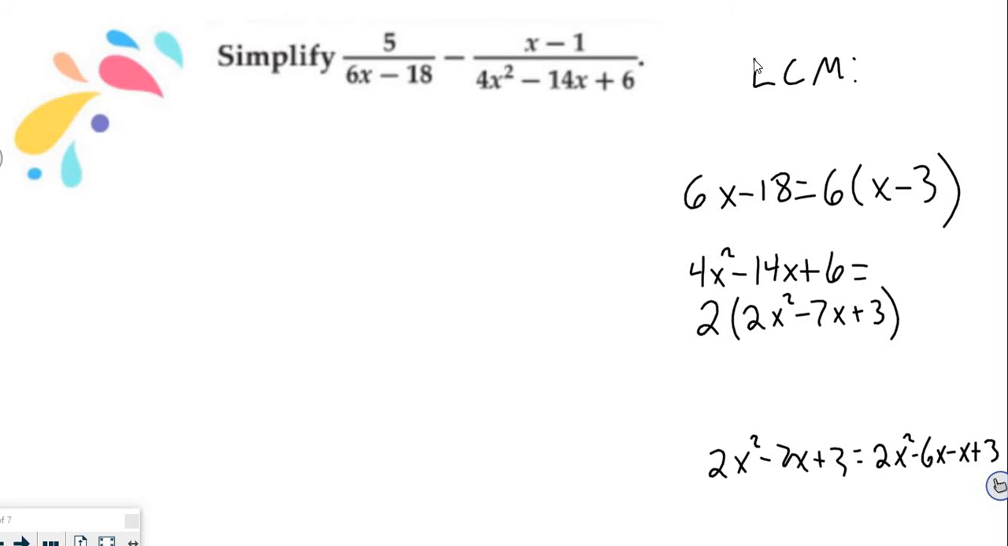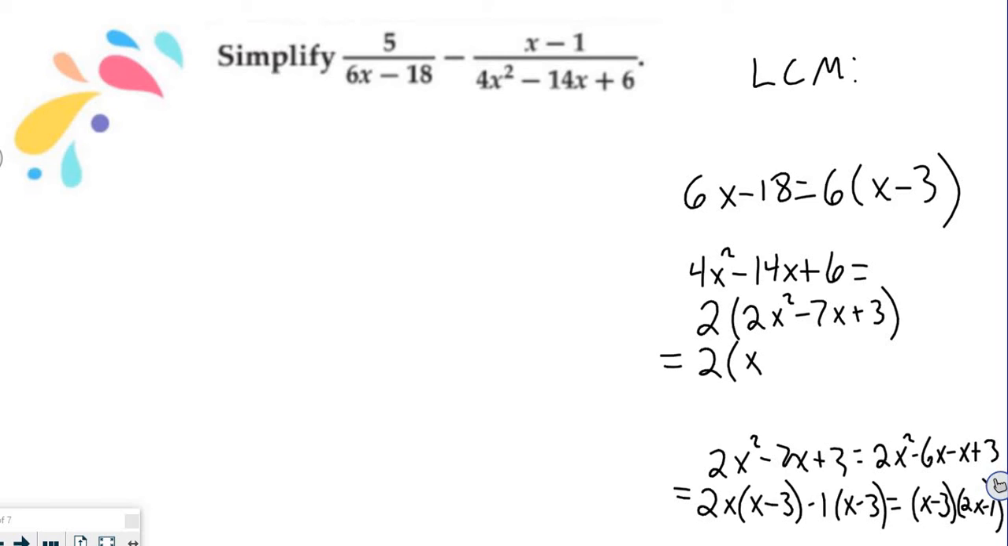and then we're going to factor by grouping. So we would factor 2x out of our first one, and the negative 1 out of our second one. So we end up with x minus 3 times 2x minus 1. And then I still have this 2 hanging out in the front.